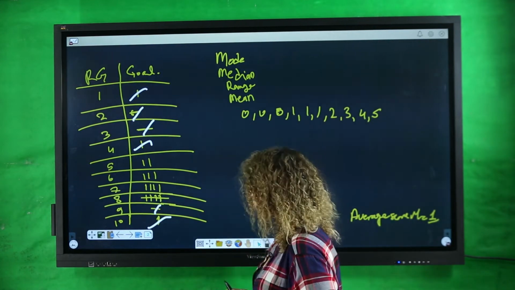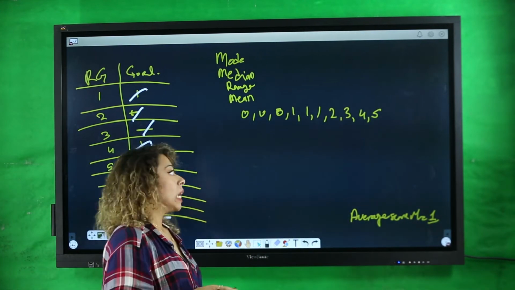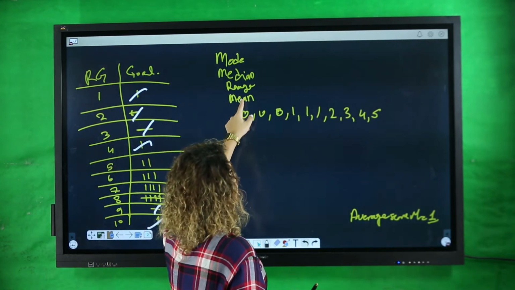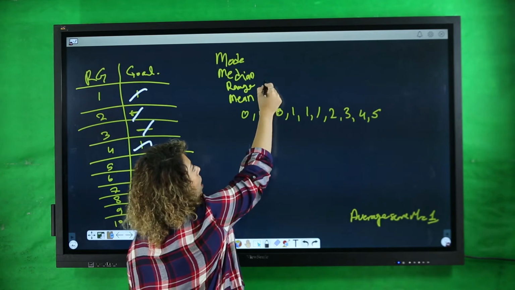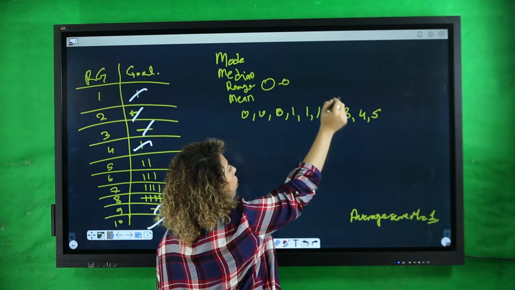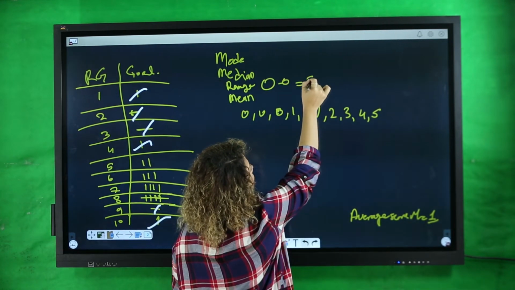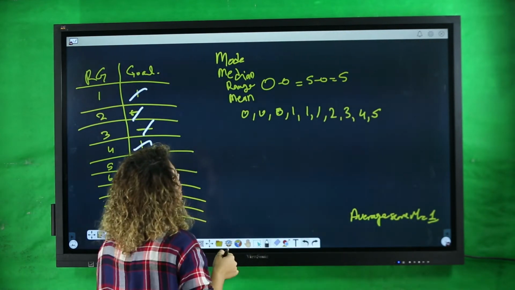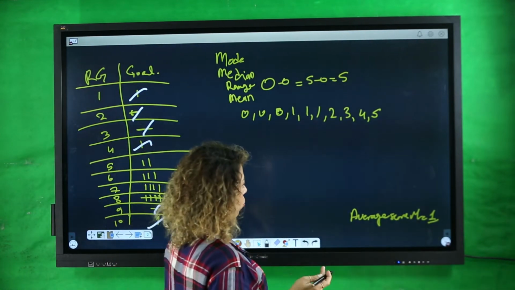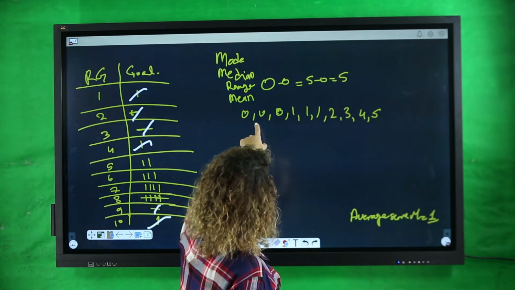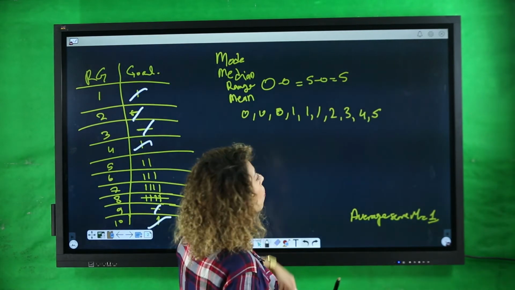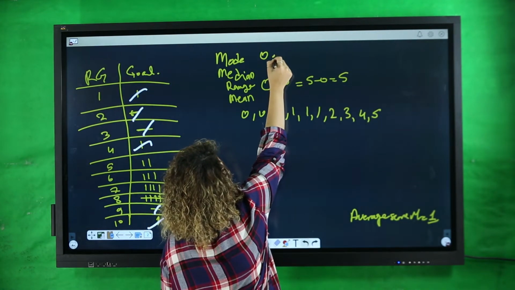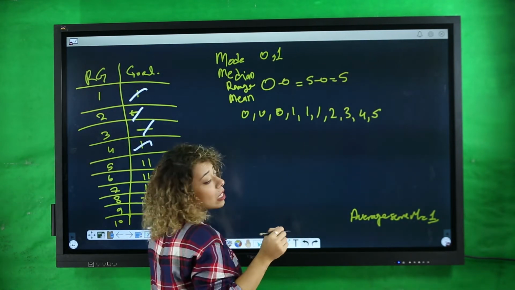Okay, let's start with the easy one. What's the easy one? The range, which is the bigger minus the smaller. So it's gonna be 5 minus 0, which is 5. Perfect. And then the mode. What's the most repeated one? We have 3 zeros and 3 ones, so we write both. So the mode is 0 and 1. That's the most repeated.